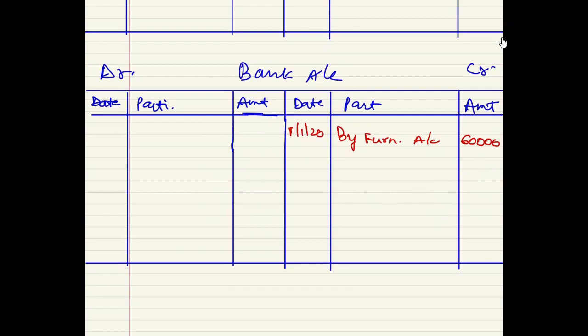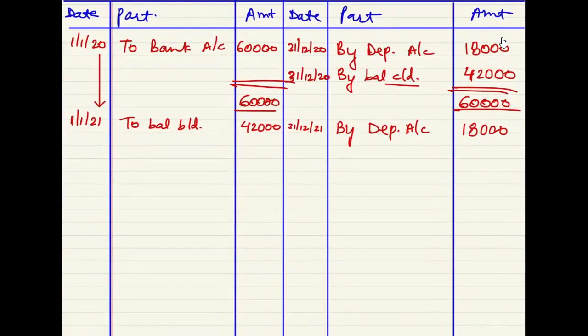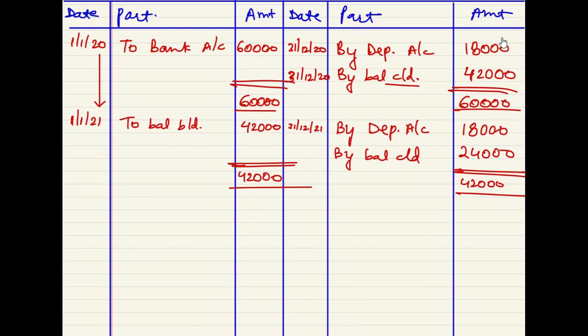Moving on. In the last year, here we will do the balancing now in the furniture account. But earlier balance was in the opening, it was 42,000. Now depreciation again charged 18,000. So what is the balance now remaining? 42 minus 18, that would be 24,000 as by balance carried down. So total would be 42,000 here and 42,000 here. The accounts are closed.